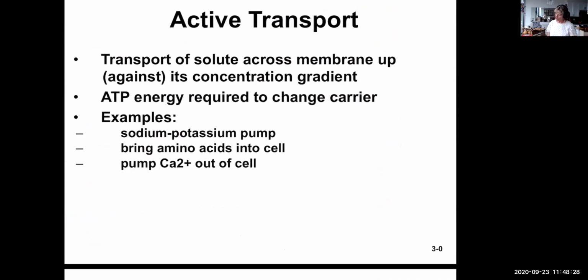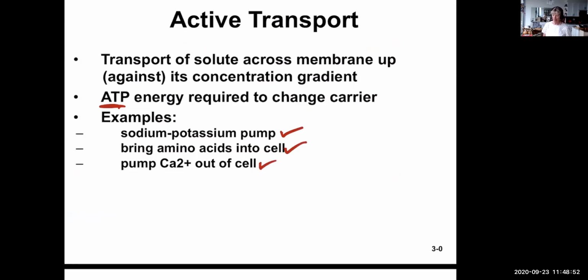Active transport requires ATP. It requires energy. Some examples are the sodium-potassium pump, pumps that bring amino acids into the cell. Amino acids are enormous as far as the cell membrane is concerned. And also those that pump calcium out of the cell, because they'll be going against their concentration gradient.